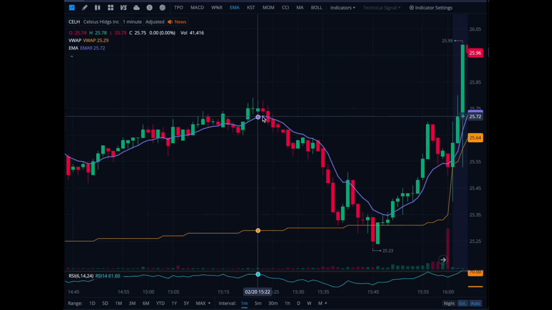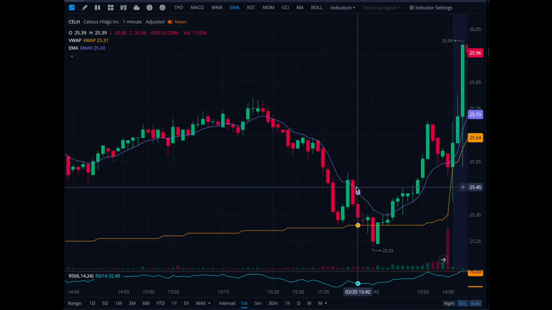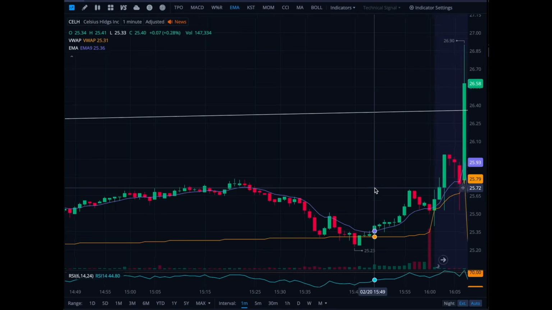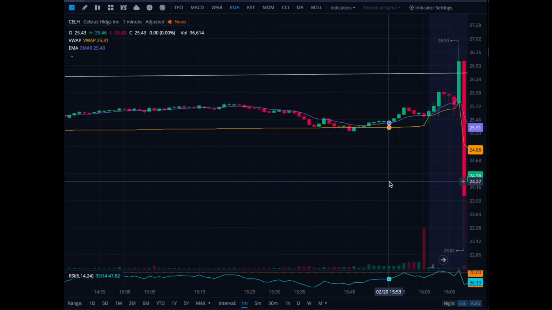Or if you start having selling off pressure, you will see that it'll act as resistance. So it can either be resistance when you have selling pressure, or it can be support as you are going long. So let me show you.